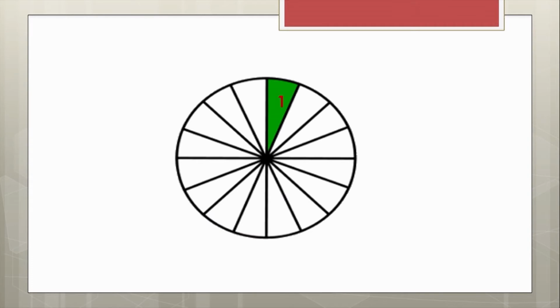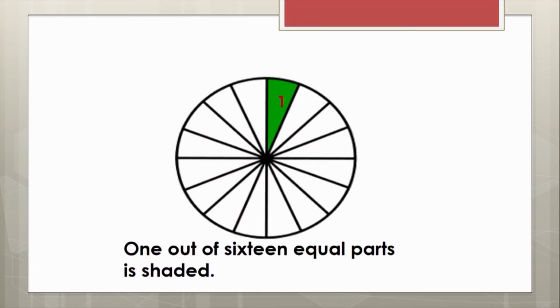Okay, this is the apple pie. This is the representation of the apple pie. Let's count to make sure we have 16 slices there. 1, 2, 3, 4, 5, 6, 7, 8, 9, 10, 11, 12, 13, 14, 15, and 16. And how many slices did Rene eat? Rene ate 1 slice. So she ate 1 out of 16 equal parts. And that is called 1/16. Okay?